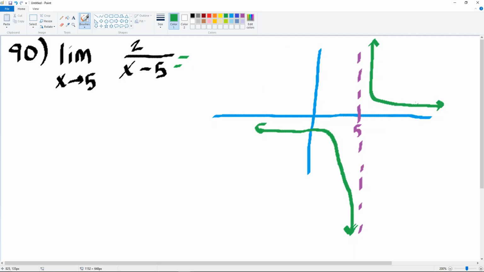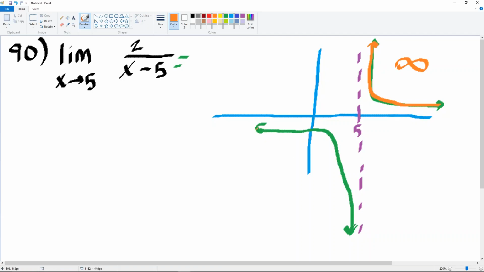So if you approach from the right, what is that limit? If I'm approaching it from the right, here we go. I'm approaching from the right. Oh, 5. Oh no, it never touches. It never touches, but it's going up. And what do you know is up? Infinity.